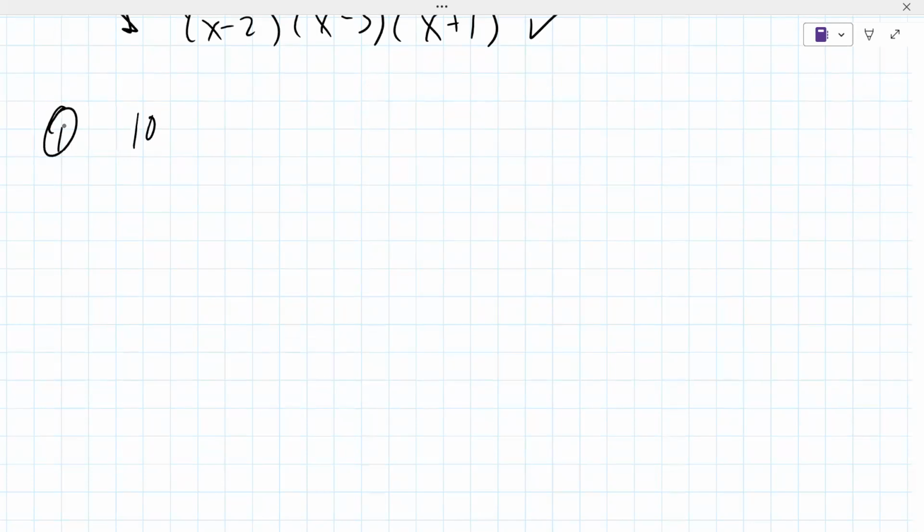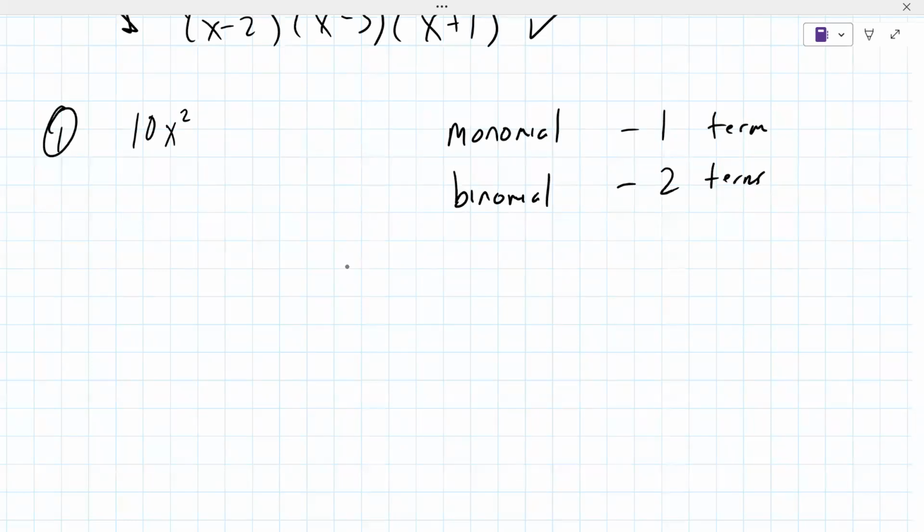So there's 10p exponent 2 squared 2. And it says name each polynomial by degree and number of terms. Is this the only thing for number one? Yeah, so the quadratic monomial. You want an explanation. Okay. Monomial means one term. Binomial means two terms. Trinomial means three terms. Polynomial is typically for more than three.